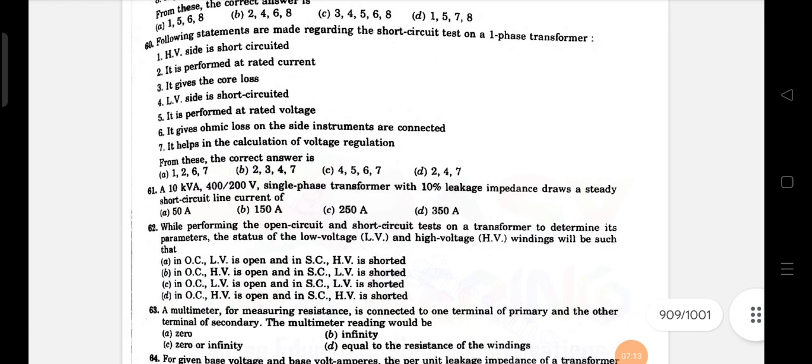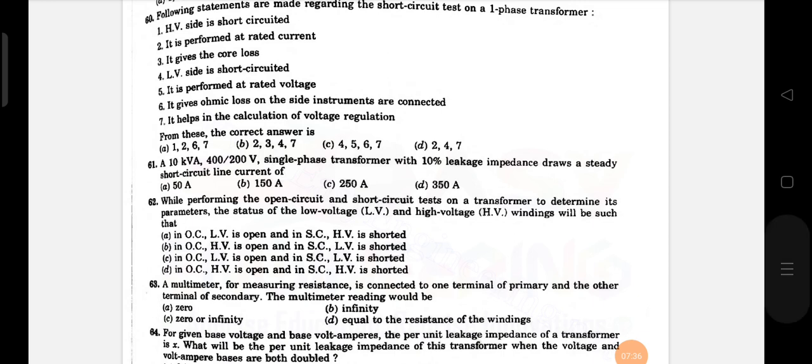247. Next, 61st question. A 10 kVA, 400 by 200 volts single phase transformer with 10% leakage impedance draws a steady short circuit line current. Steady short circuit line current is equal to percentage impedance into actual current. Actual current formula is given kVA rating divided by HV voltage. Now see here, HV voltage is 400 volts, right?